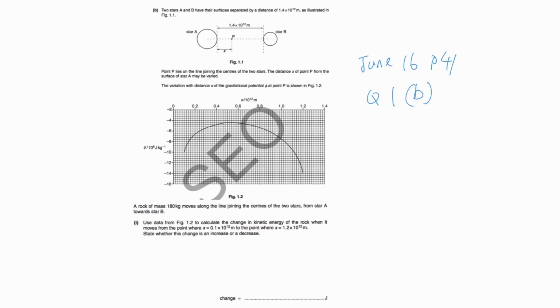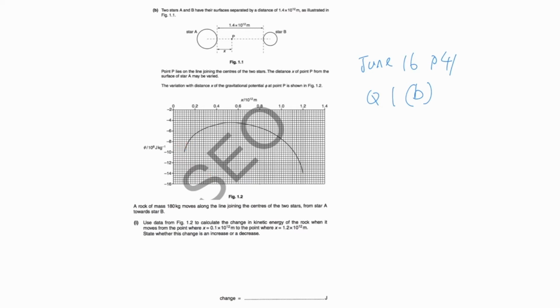So think about this. This is actually the graph of potential versus the distance x from the star A, and the point P lies on the line joining. As the distance x increases, when you move from 0.1 to 1.2, do you realize that the potential was here, then after that is here? So that means it's getting more negative. That means the potential drops.